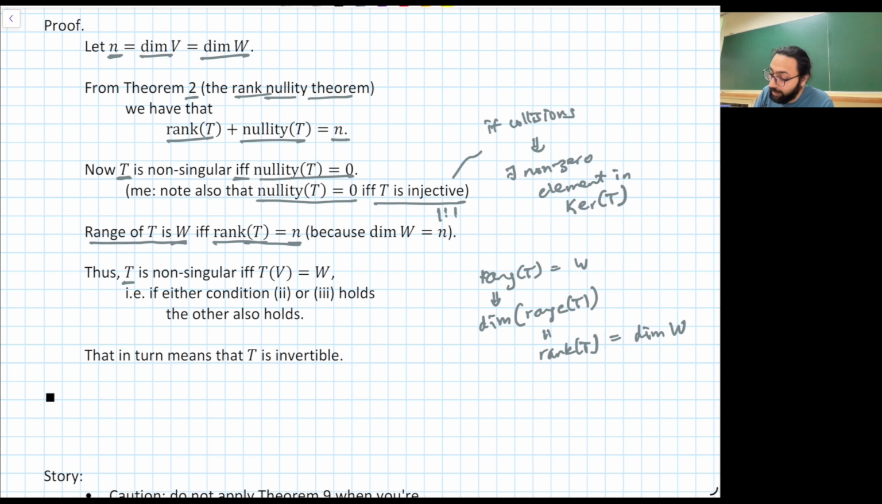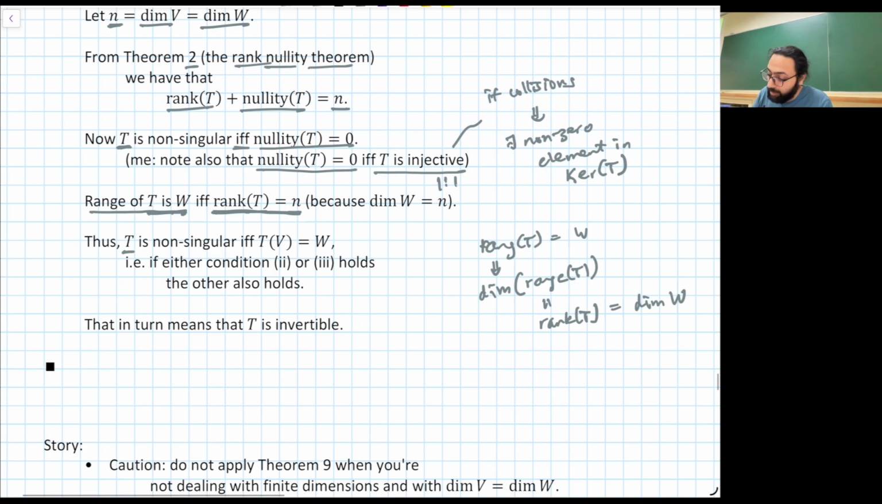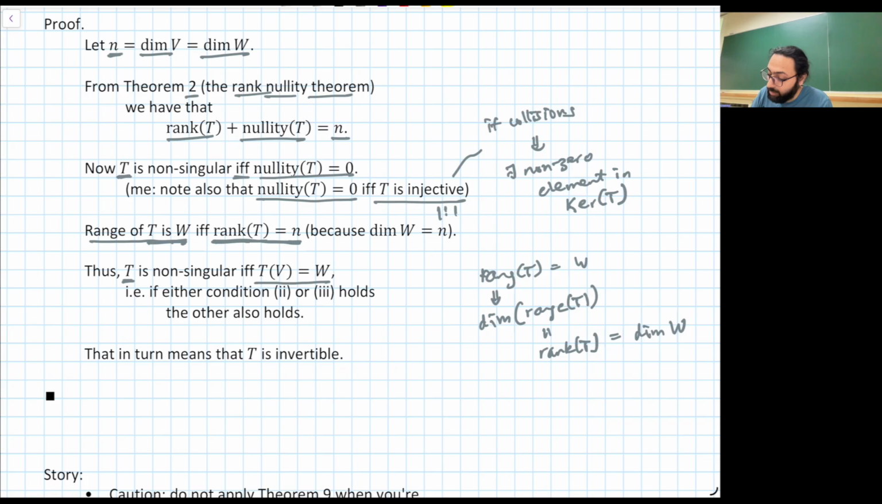So what do we have so far? We have that the range of T is W if and only if the rank of T is N. And now we're essentially done. Therefore T is non-singular if and only if TV is W. Non-singular is from rank-nullity. If it is non-singular, then the nullity is zero, which is the same as saying that TV is the same as W.